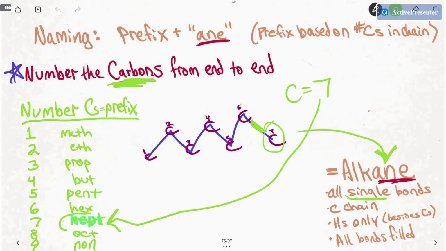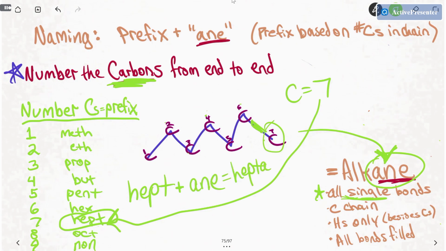So we're going to use this hept for 7 prefix. And then since this is all just a hydrocarbon chain with nothing else, and it's all single bonds, it's important, we're going to use this ane at the end. So hept and ane, heptane. So 1, 2, 3, 4, 5, 6, 7. A 7 carbon hydrocarbon chain is called heptane.